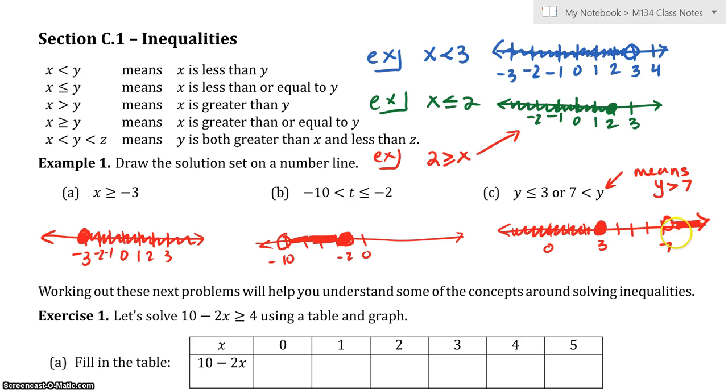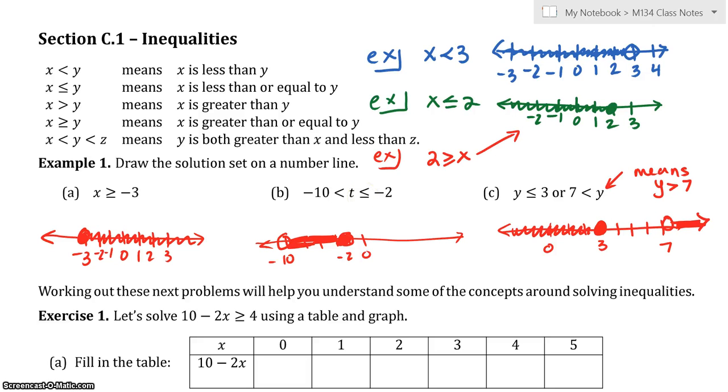And you realize it's an or because there's 2 things. It's less than 3 or it's bigger than 7. And this one would be a compound where it's both. This is less or equal to negative 2 and bigger or equal to negative 10.